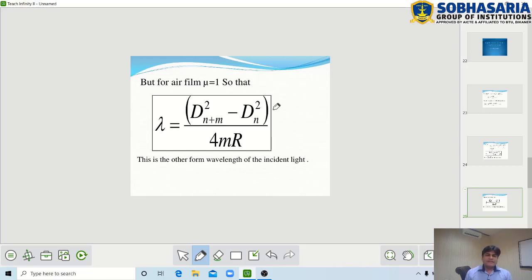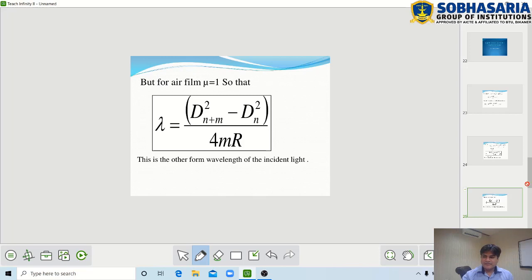By this formula, we find out the value of the wavelength of the incident light if we know the diameter of the nth dark Newton ring and the diameter of the n plus mth dark Newton ring, and if we know the radius of curvature of the plano-convex lens. So this is the wavelength of the incident light.